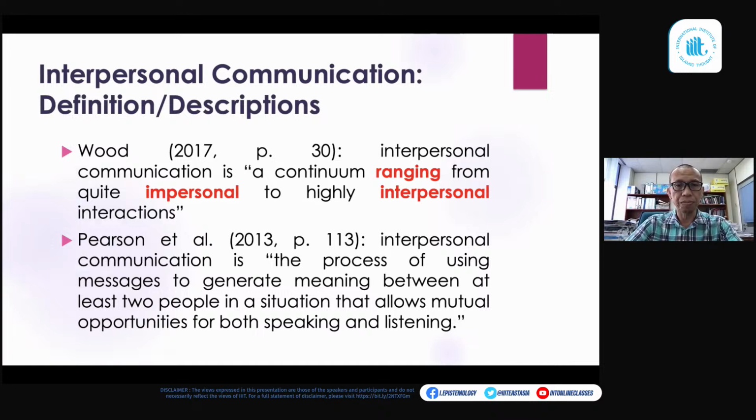Now I'm going to proceed further. These are two more descriptions. IPC is a continuum ranging from quite impersonal. It can be very impersonal, as simple as when you go to any supermarket and talk with a cashier. That is very impersonal. Sometimes I'm not even bothered to ask what his name is. We are not interested to know who that person is. But it can be very personal as well, for example you and your husband, you and your wife, you and your son. So that would be the range, from trying to know someone to simply, I just want to finish my business. That's it. Yeah, and then you have another one by Pearson.